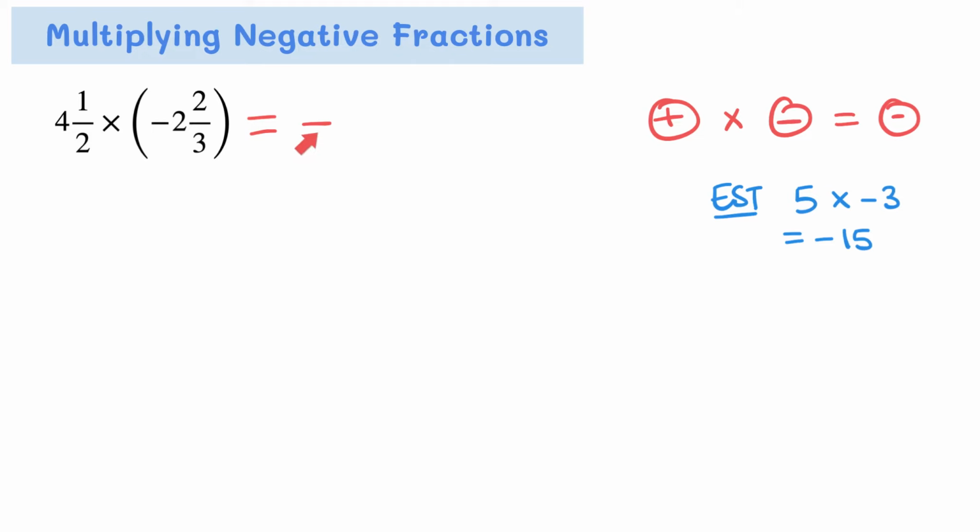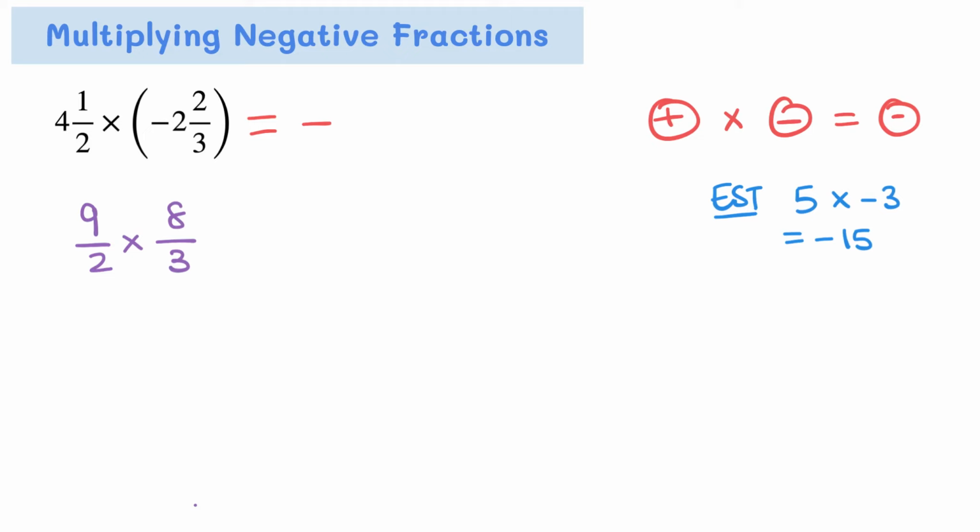Since we already know that my answer is going to be negative, I'm just going to multiply these two as if they were positive. When we're multiplying mixed numbers, we want to make both of our fractions into improper fractions. So 4 times 2 is 8, plus 1 is 9, so 9 over 2. Times 2 times 3 is 6, plus 2, which gives me 8 over 3. So now I've got 9 over 2 times 8 over 3.